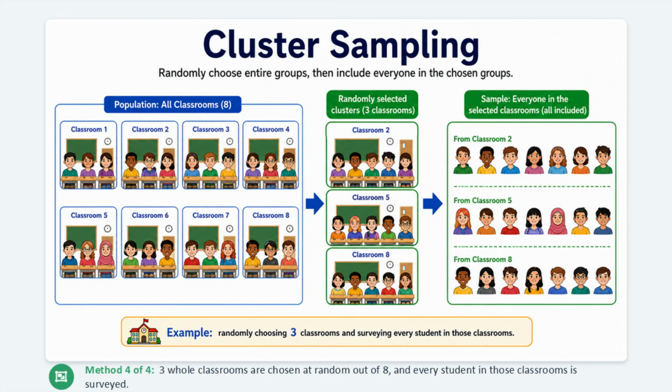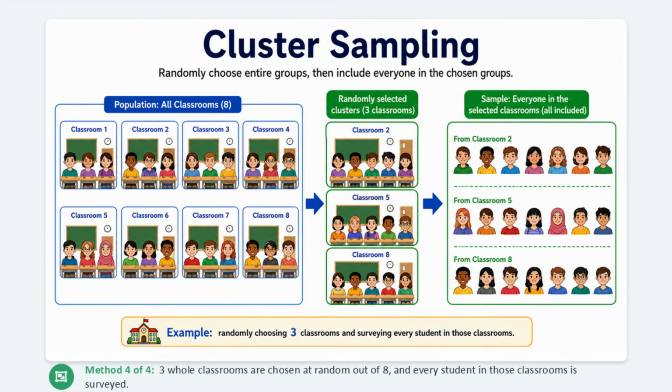Then, on the right, we survey everyone inside those selected classrooms. Every student in Classroom 2, every student in Classroom 5, and every student in Classroom 8. So in this example, the classrooms are the clusters, and the students are the individual members of the population. We randomly choose some whole groups and then include everyone inside the groups we picked. Notice what happens to the classrooms we did not select. We completely leave them out. We do not take a few students from every classroom. That is the key difference.